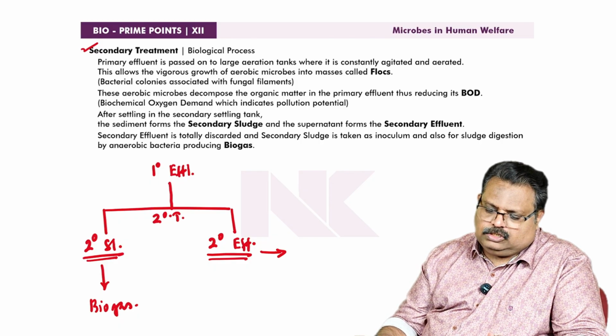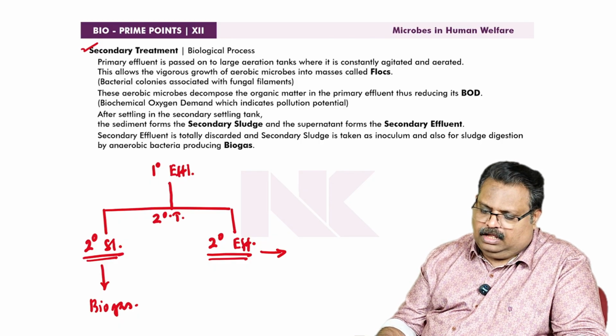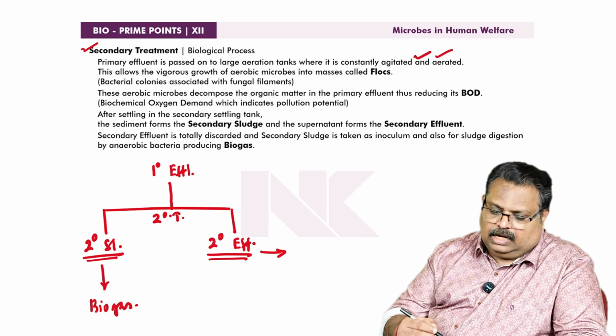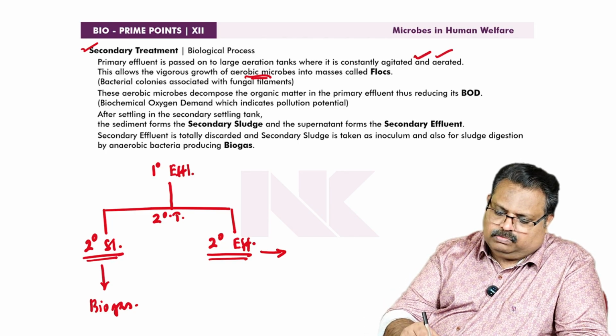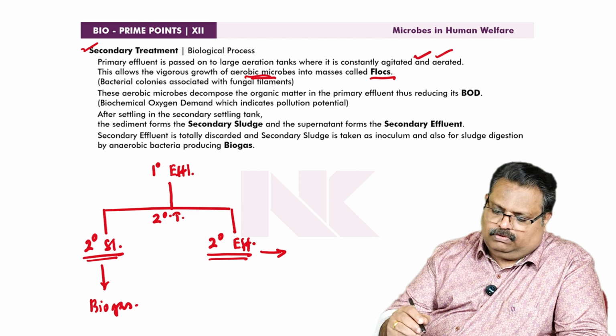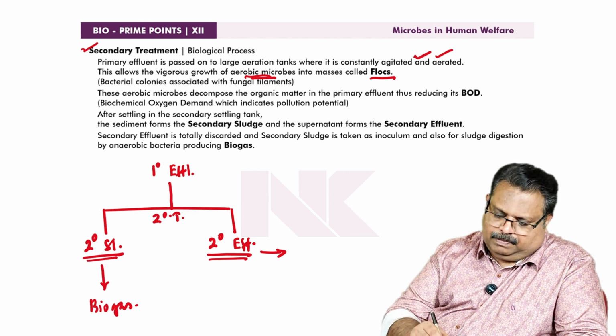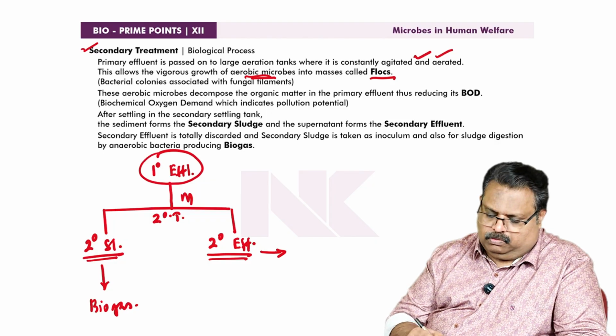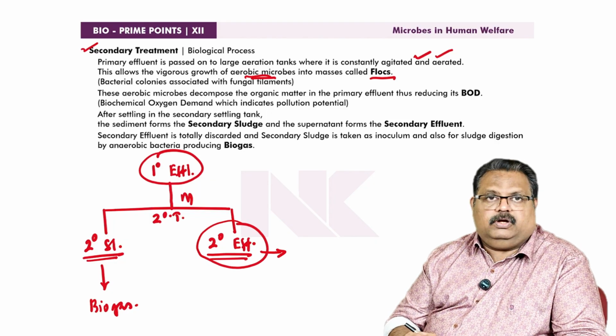The primary effluent is passed on to a large aeration tank, where it is constantly agitated and aerated. This allows the growth of aerobic microbes into masses called flocs. That means the primary effluent is treated by aerobic microbes so that the secondary effluent is produced.